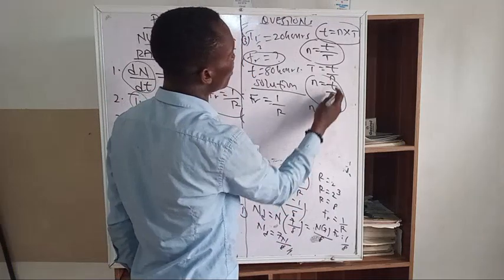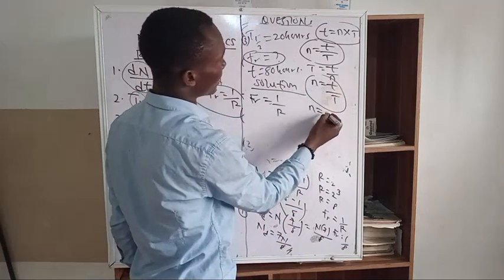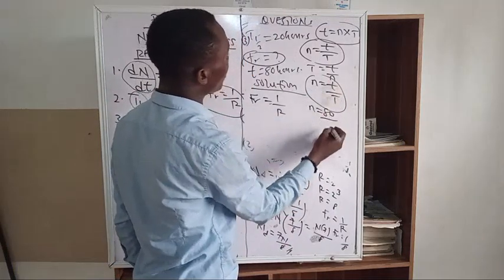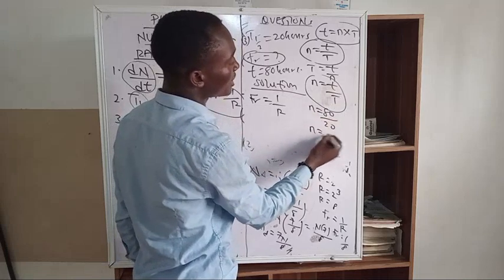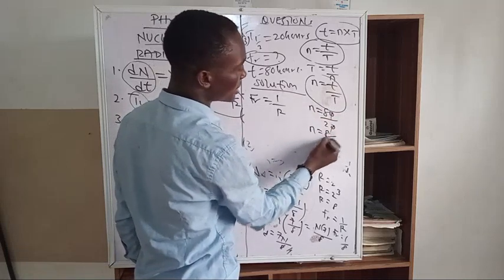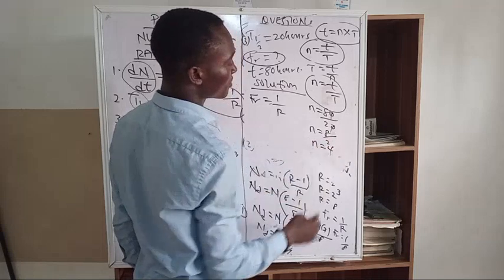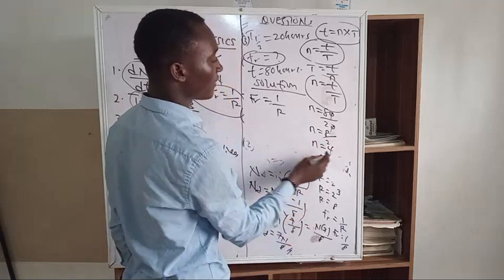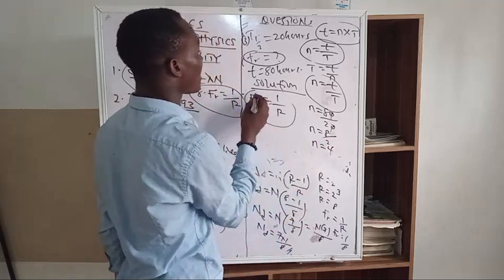So I have n = the value of t here, small letter t, which is 80, divided by the value of half-life, which is 20. So n = 80 over 20, cancel the zeros. What is 8 divided by 2? 8 divided by 2 gives me 4. So I have 4 as the value of n.